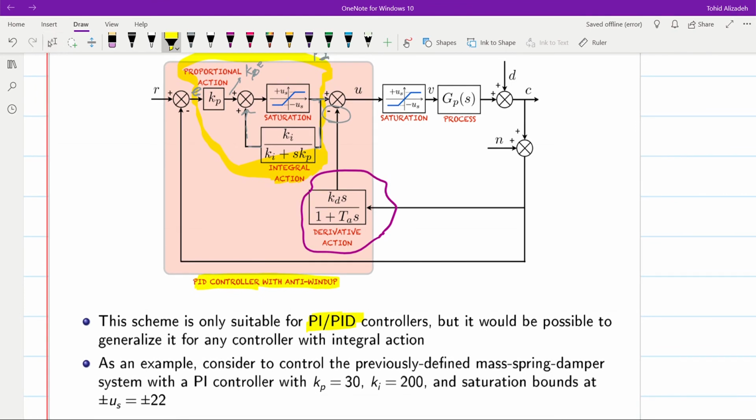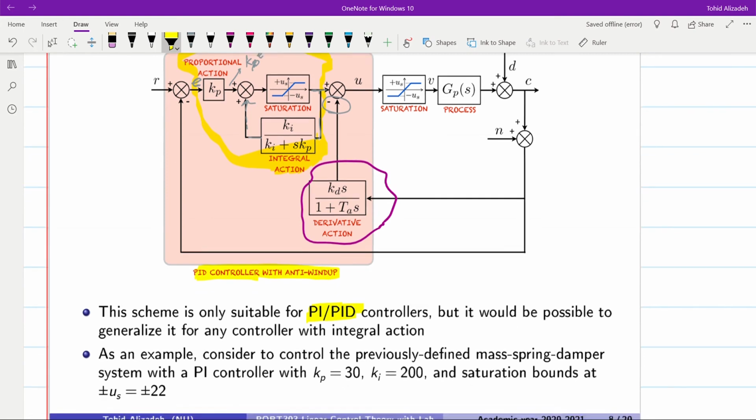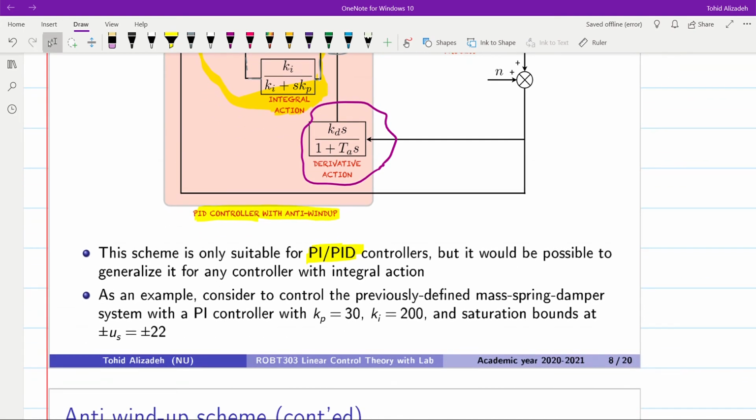For the integral action, instead of providing the error directly as the input and then summing its output with what you get from the rest of the controller, you provide the output from the saturation element as the input of the integral action and then add it to its output to the control signal coming from the rest of the controller.